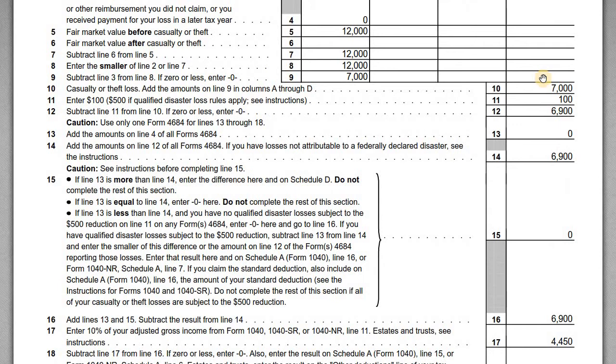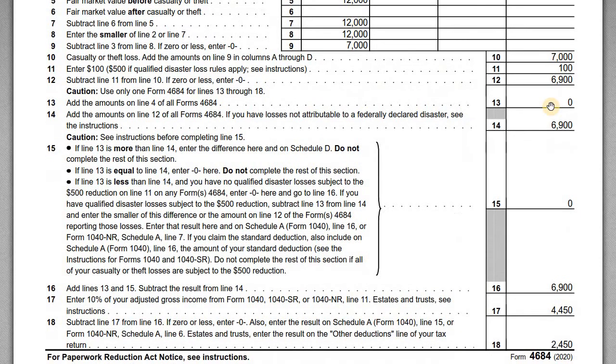And so we go down the rest of the form here. $7,000 loss, $100 comes off the top. This is just kind of the way that they compute your net casualty loss. So $6,900, and then there is an AGI limitation, right? So on line 17 here, it's going to ask you to enter 10% of your AGI, and so this is effectively another deduction against your total loss. So the higher your income is, the greater the amount of loss you can deduct.